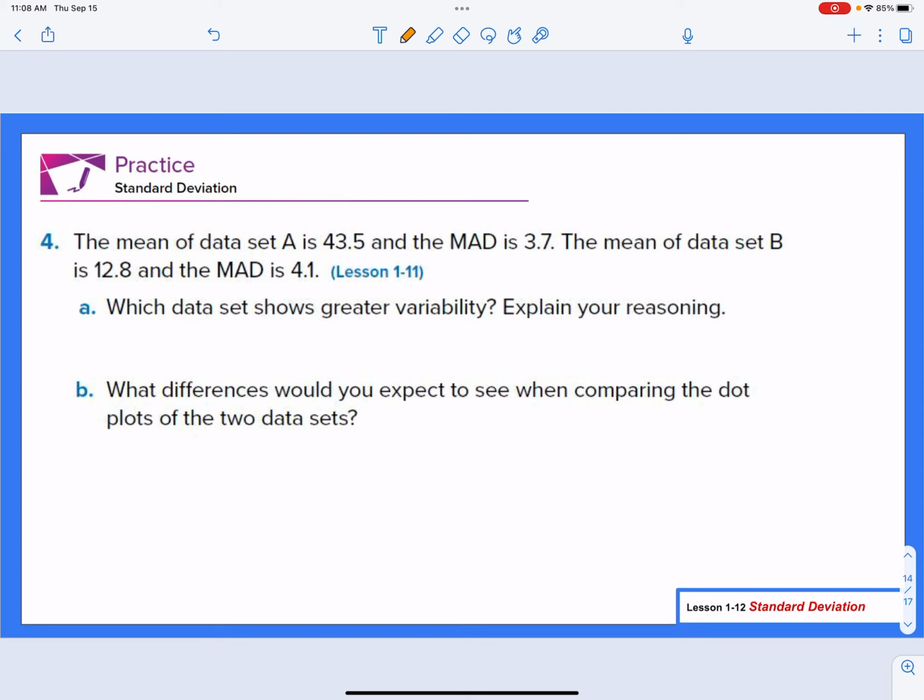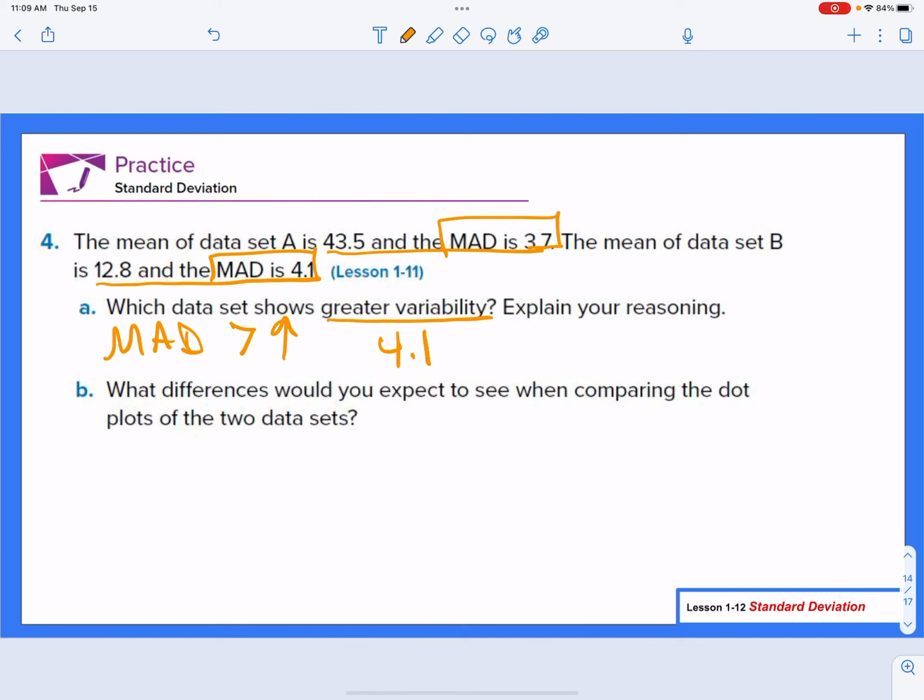All right, the mean of data set A is 43.5 and the MAD is 3.7. And data set B, the mean is 12.8 and the mean absolute deviation is 4.1. Which shows the greater variability? To figure that out, we need to look at the MAD score. The greater the MAD, the more variability there's going to be. So here we have 4.1 and here we have 3.7. So the 4.1 is a greater variability than the 3.7. So set B has the most variability. There's more spread away from the mean.